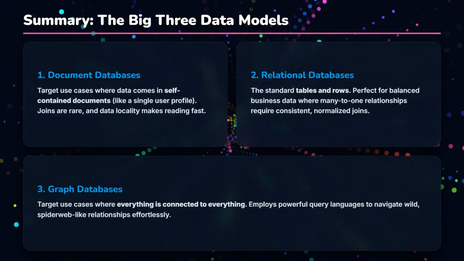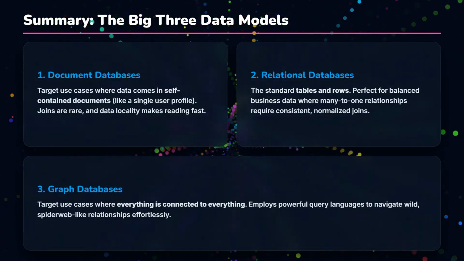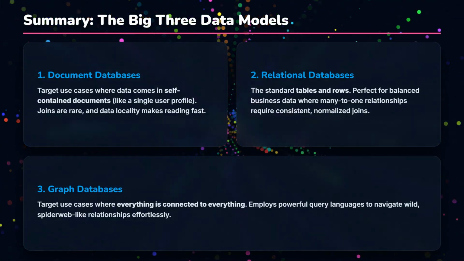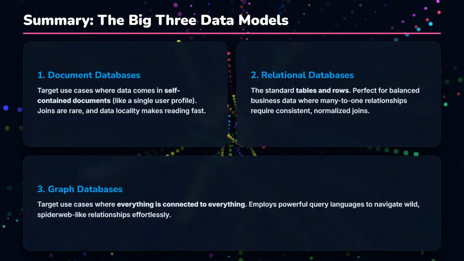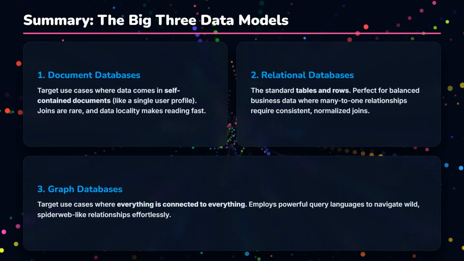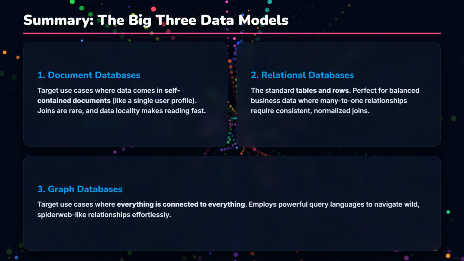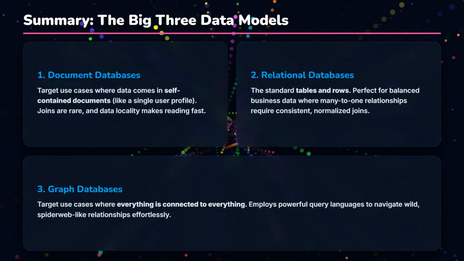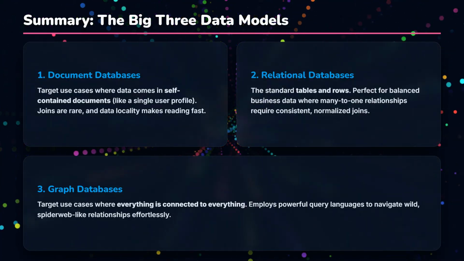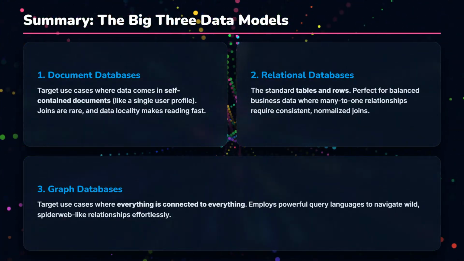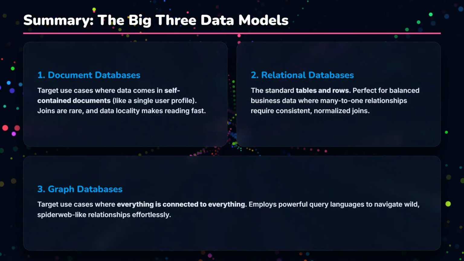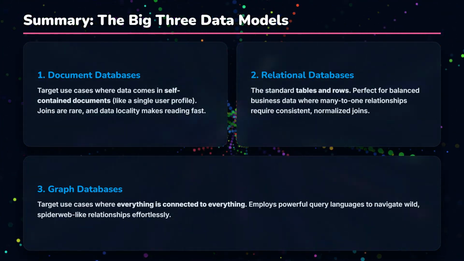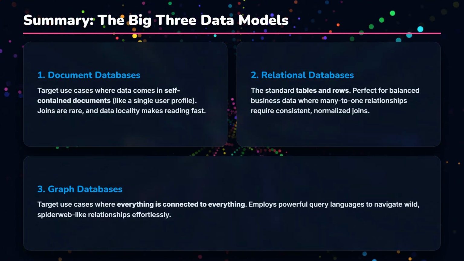Third, we have graph databases, like Neo4j. You use these when your data becomes a tangled web, where anything can potentially relate to everything else. They use brilliant query languages to navigate complex relationships effortlessly. Remember the rule of polyglot persistence: there is no one-size-fits-all database. Great engineers use all three models at the same time, choosing the absolute best tool for the specific job.